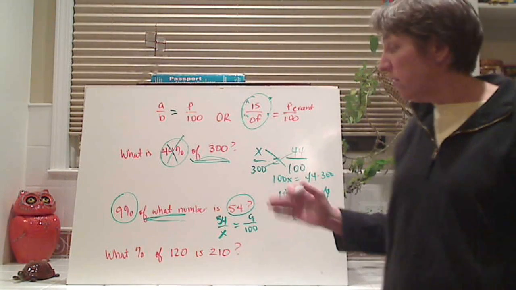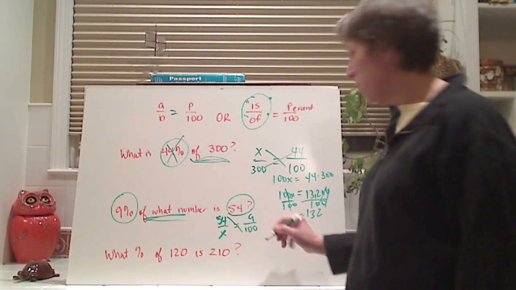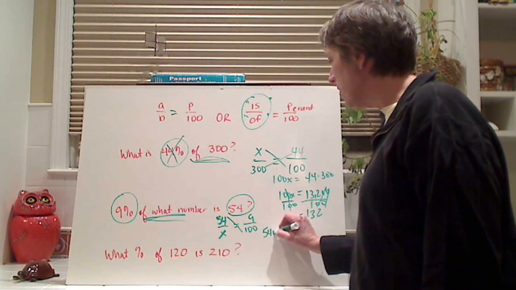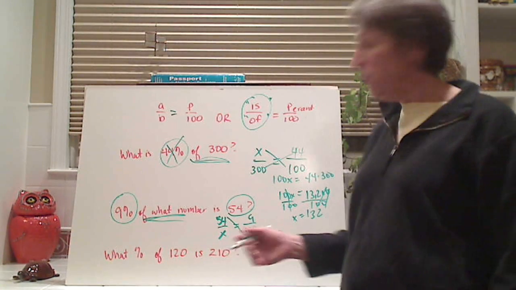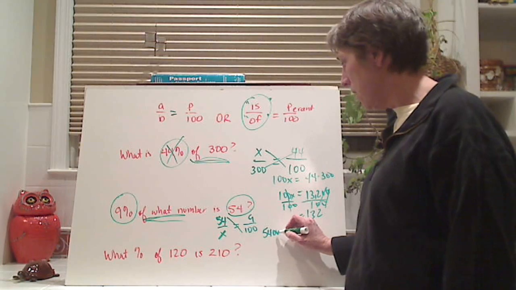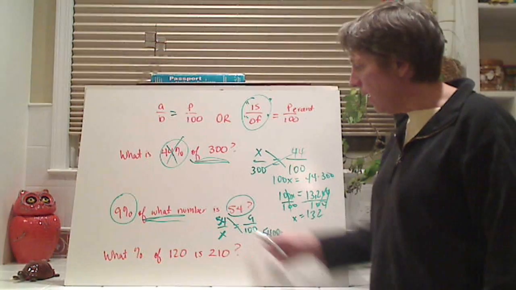That's the bigger number in this case. We use cross products and you'd write it underneath. I don't have enough room here. And we'd have 5,400. See, I don't need to write 54 times 100 because I know what 54 times 100 is. I can write 5,400.